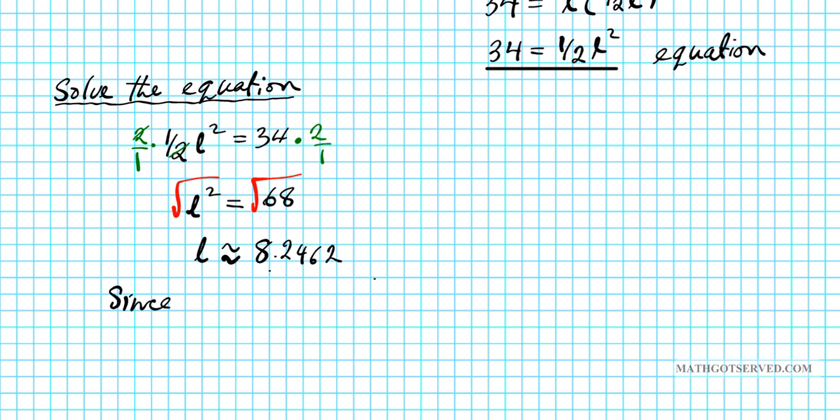Now since W is half of L, when we substitute L here, W must be 1/2 of 8.2462. Okay, don't round intermediate answers. You have to work till the end before you start rounding, okay? So please keep that in mind. So if you take 1/2 of that, just take 1/2 of every single digit. Half of 8 is 4, half of 2 is 1, half of 4 is 2, half of 6 is 3, and half of 2 is 1.